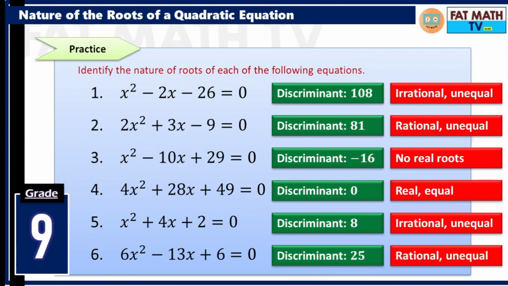And number 6, lastly, we have discriminant is 25. That is a positive number and a perfect square, so we have rational and unequal roots. That's it for the nature of roots of a quadratic equation. See you in the next video.